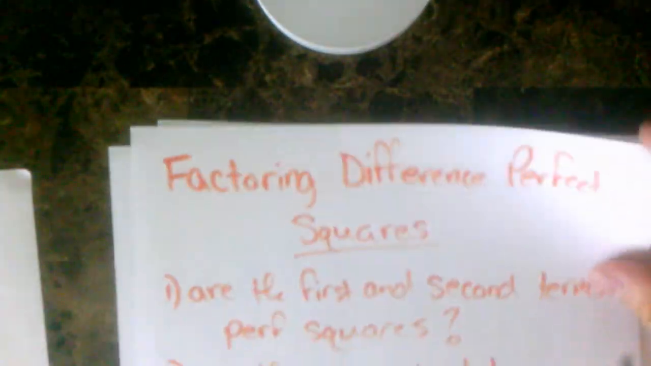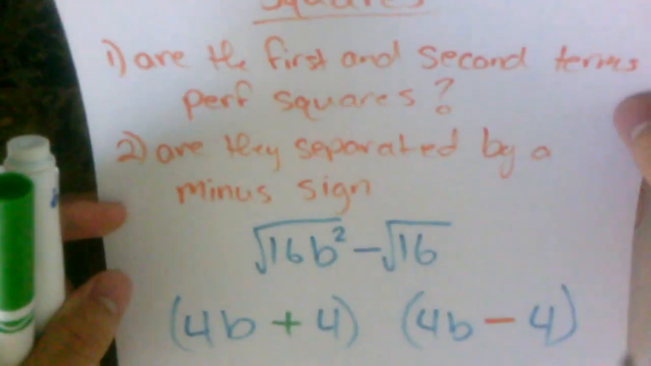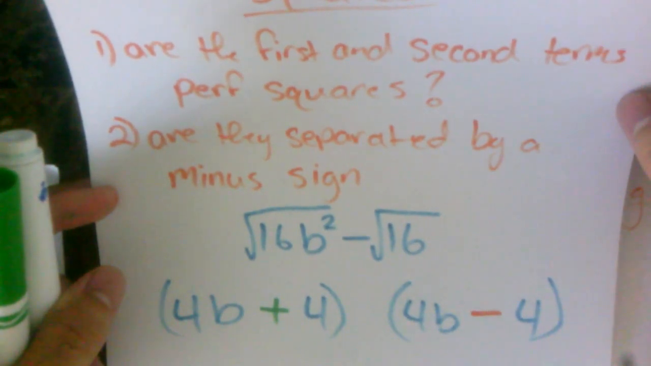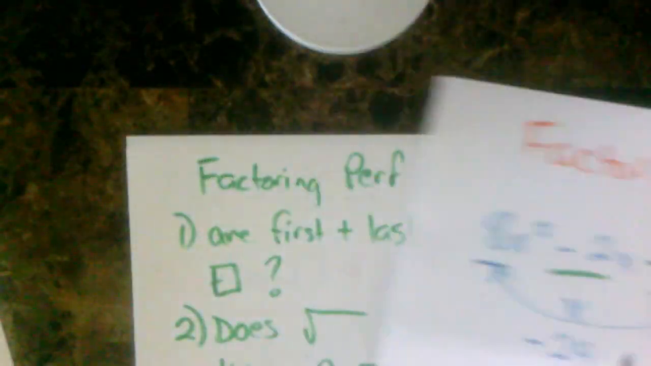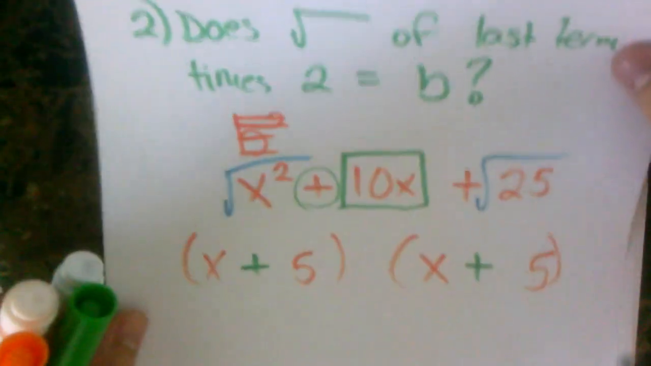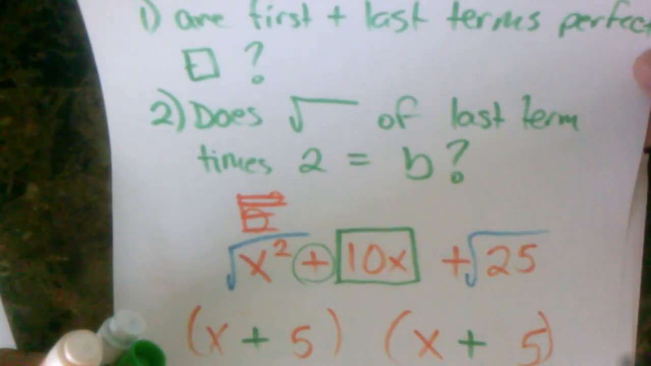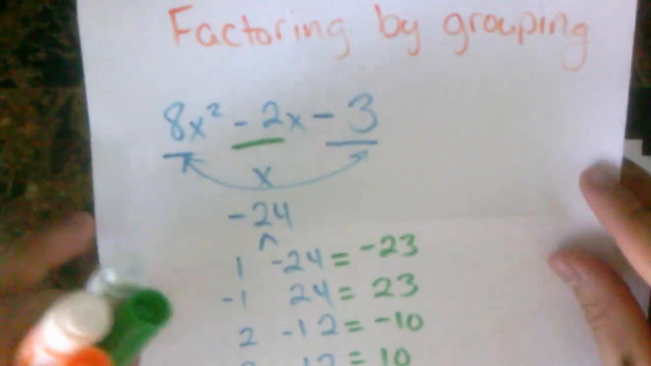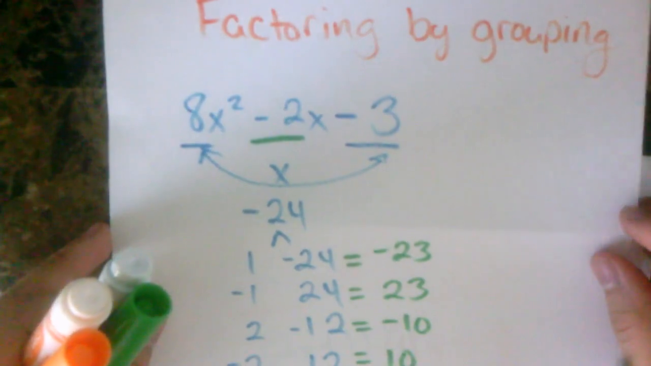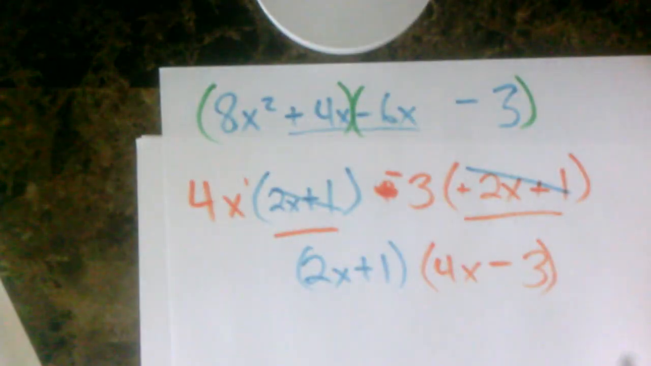And then we have factoring difference of perfect squares. There are your two conditions. And there's your example with the two conditions right above it. Factoring perfect square trinomials, your two conditions, and then your two conditions with the example below it. After that, factoring by grouping, and this entire example is kind of big, so I'm not going to get it all on one screen, but that's okay. You found your last one there, and then there's the working it out.